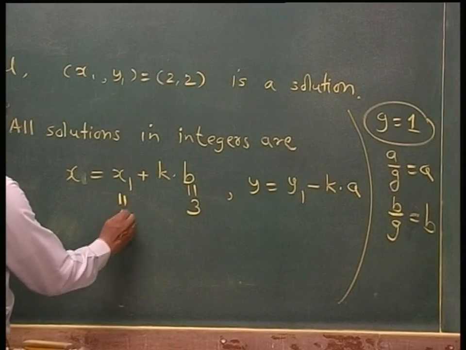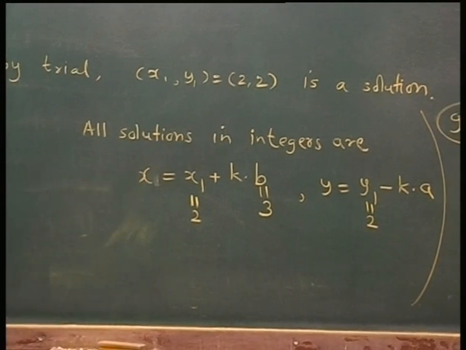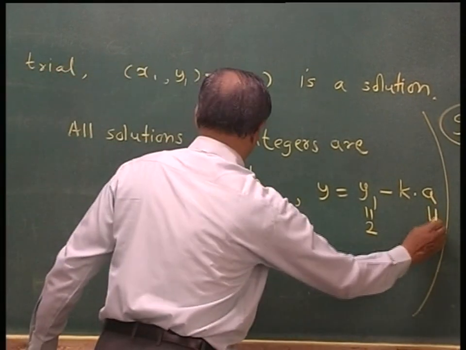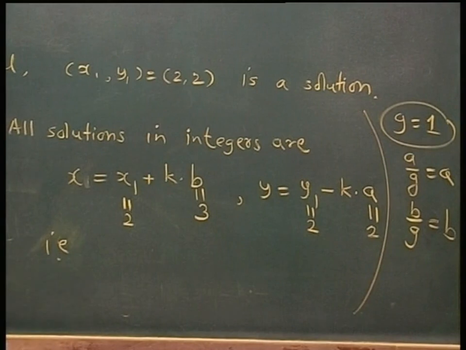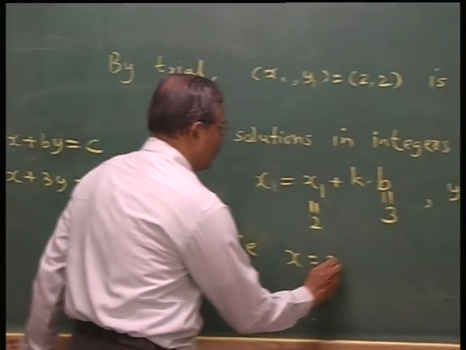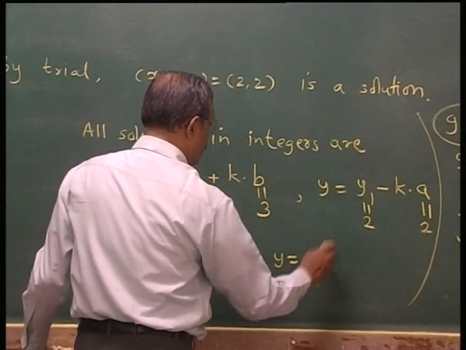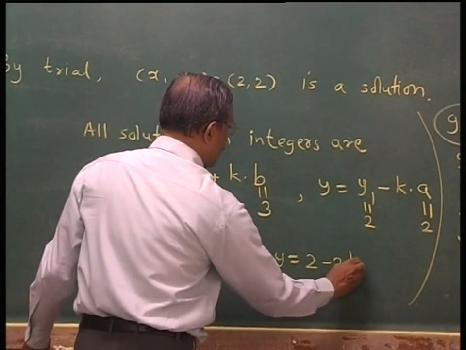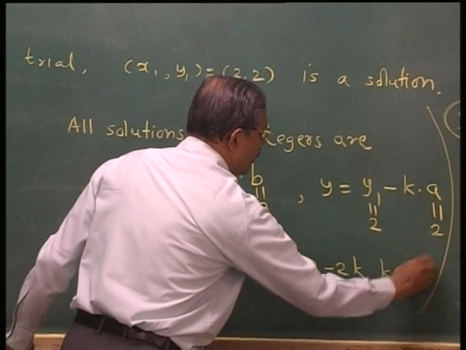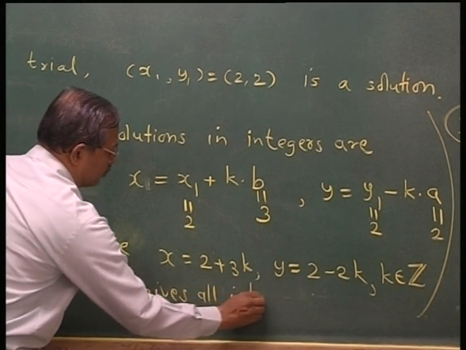So that's why we are writing k times b by g, so that is just b. Here also minus k times a by g, that is just a. So x1 y1 is the solution, that is 2, 2, for 2x plus 3y equal to 10. So you get x equal to 2 plus 3 times k, y equal to 2 minus 2 times k, k in Z, gives all integer solutions.